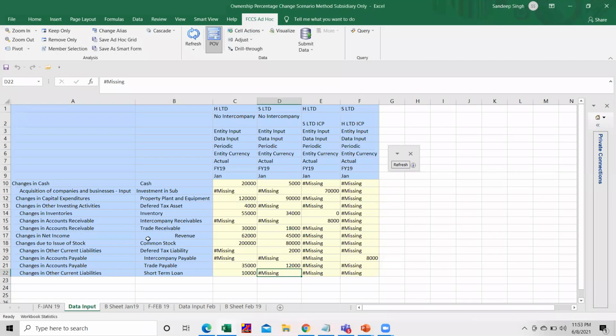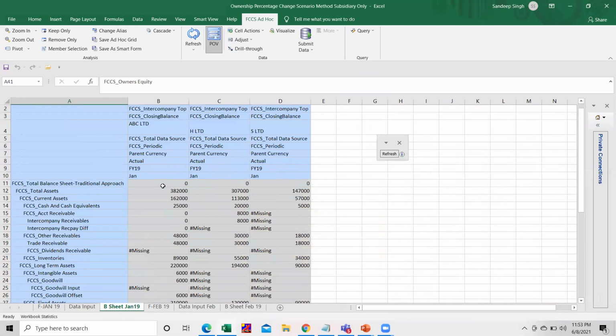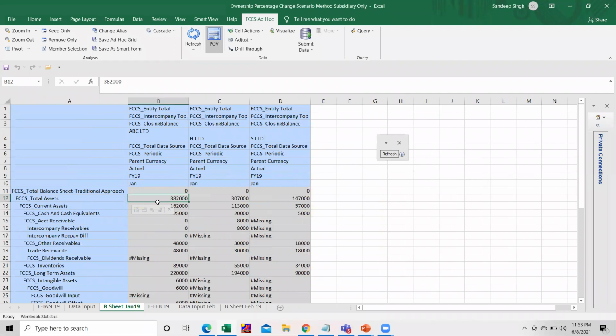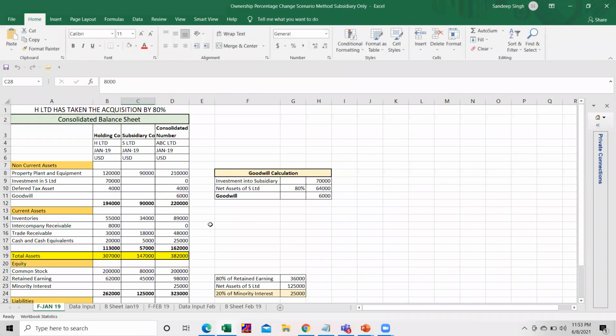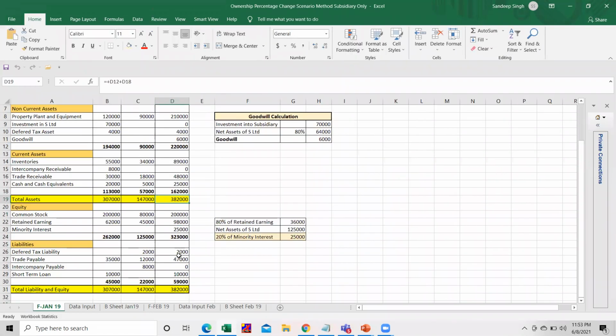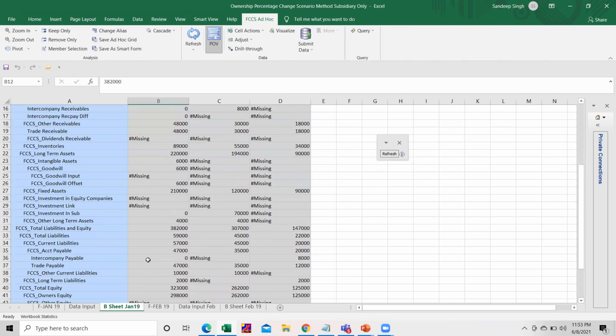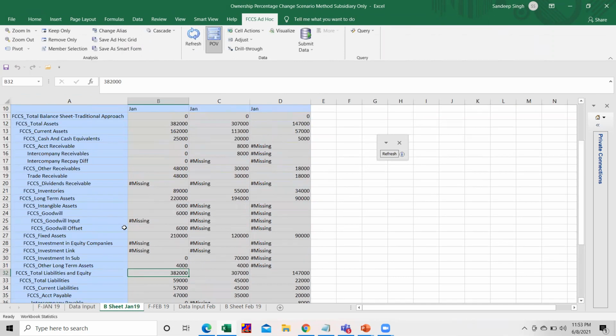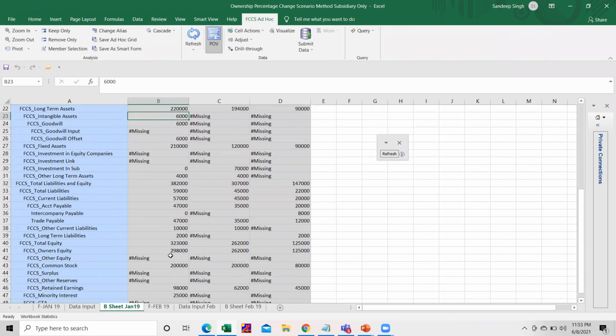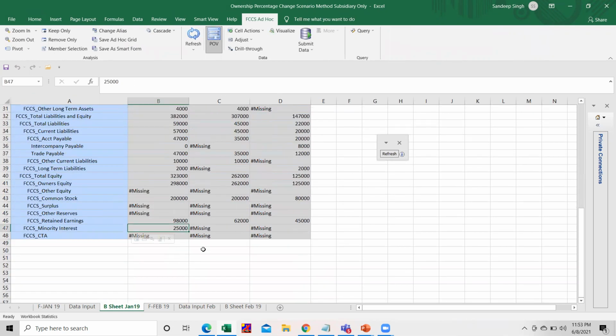So let's look at what numbers we are getting in the application. You see that the consolidated number in the application is 3,82,000. As per our calculation, this is 3,82,000 for assets, and for total liability and equity, this is 3,82,000. You can see the goodwill number. The system is calculating 6,000, which is correct. Similarly, the minority interest number is 25,000. So it is calculating the numbers properly.